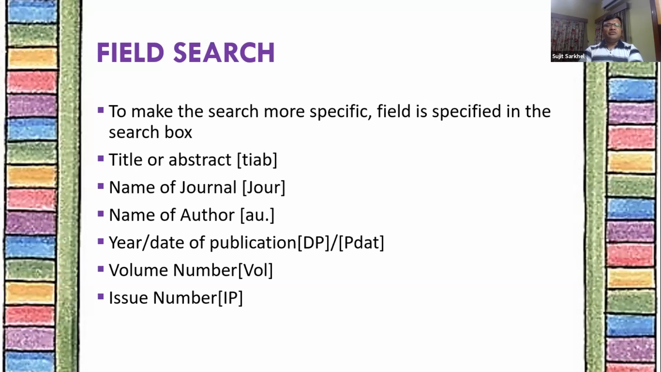Other ways of searching are also there. You can search by the name of journal, by the name of author. Here, the author is very important. Why I'm telling you? Because supposing you come across the name of a particular author who has specific publication in a particular area, and that particular area may be your area of research. In those cases, if you are using the name of an author for search in PubMed, that may be of some help. Other options are year and date of publication, volume number, and issue number.